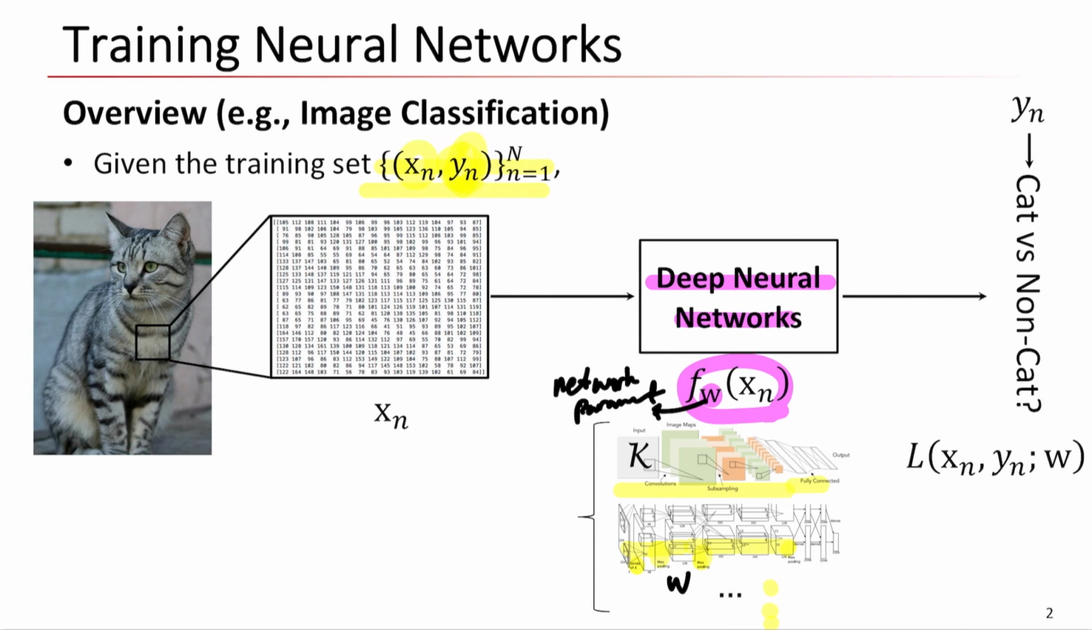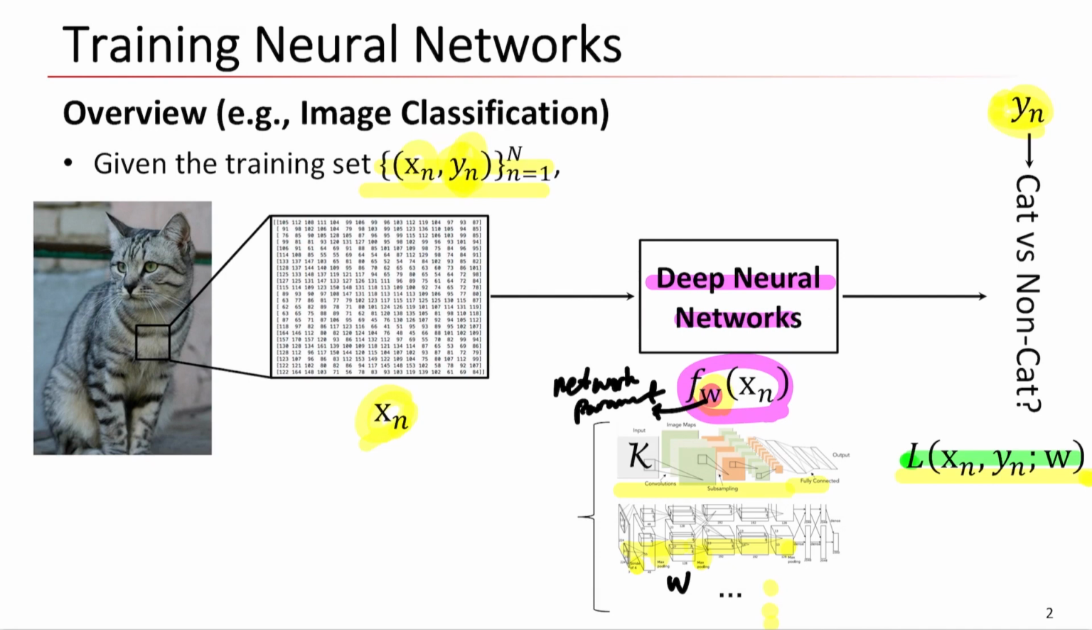Okay, so from the input xn, we design the deep neural network with the parameter w, and then we have to define the loss function with the ground truth yn corresponding to xn, right? So training this deep neural network means we should find the network parameter w that minimizes this loss function, right? So the goal of training the neural network is exactly the same as linear regression, logistic regression, and SVM that we've discussed so far, right?